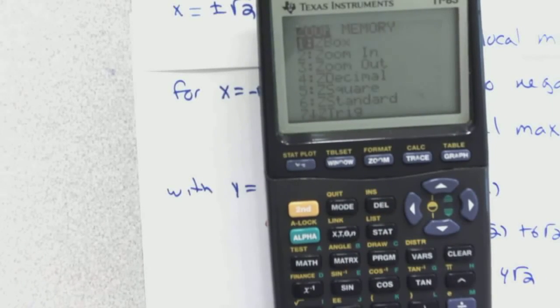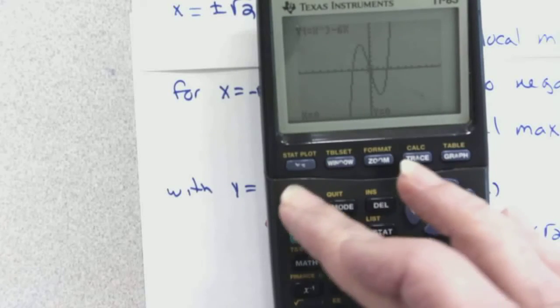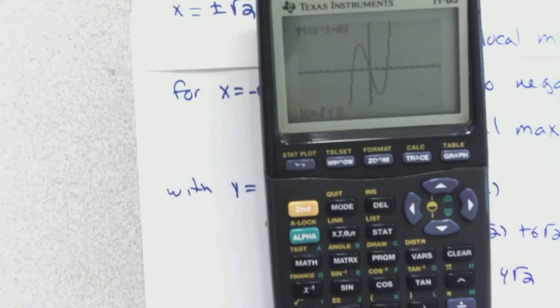Again, remember, you can check these things by looking at the pictures and then doing traces. And so we did the negative square root of 2, trace square root of 2. And indeed, it goes to the local minimum, and it confirms that y coordinate. Got a few moments at the end of a test or quiz, check these things.